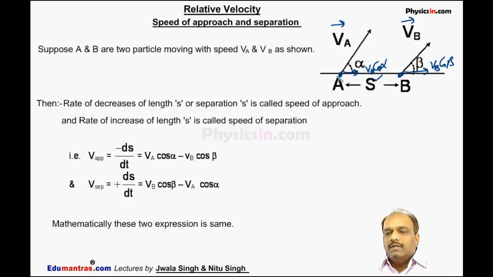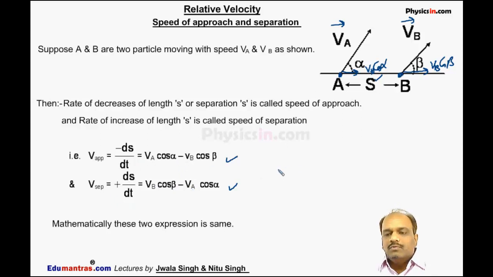In the same way, if the separation between A and B is increasing, in that situation Vb cos beta is greater than Va cos alpha, and we can say the separation between these two is increasing. So velocity of separation is plus ds by dt, which is equal to Vb cos beta minus Va cos alpha. If you see these two expressions, velocity of approach and velocity of separation, you will find the value of ds by dt is the same. Mathematically these two expressions are the same.